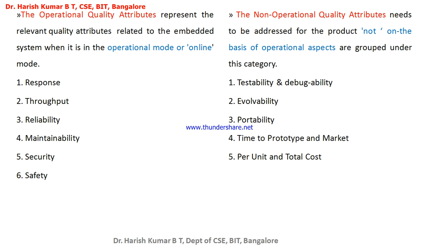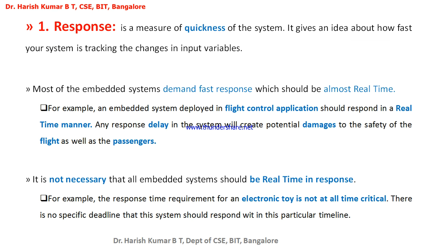Now these are some of the operational quality attributes and non-operational quality attributes. Now the response, as already told, is the quickness of the system, how quickly the system is able to respond back to you. If the system is able to respond back to you very quickly, then we call it a very good system with a very good response time. The majority of embedded systems these days demand fast response, and it should be almost real time. Examples, as already told, in the fire controlled application, it must be real time. The response time must be very fast, and delays are not entertained. It's not necessary that the response time should be real time in all embedded systems.